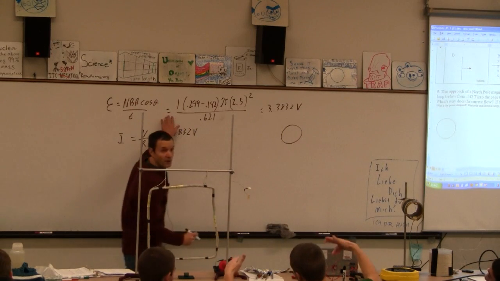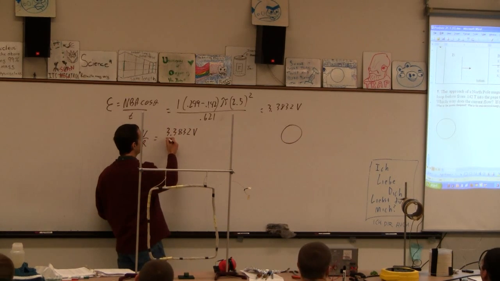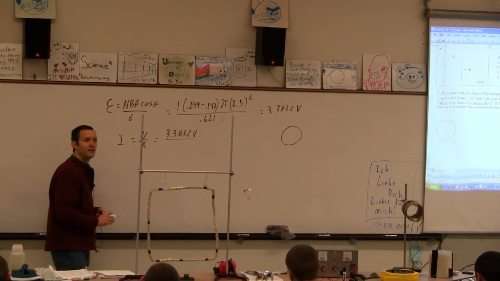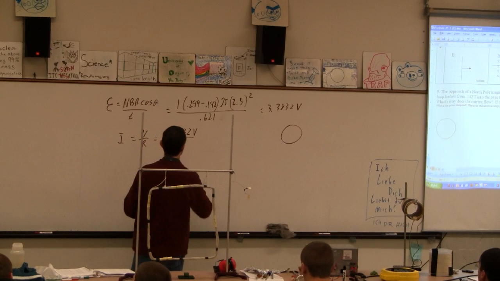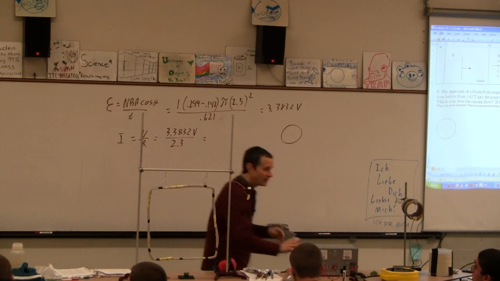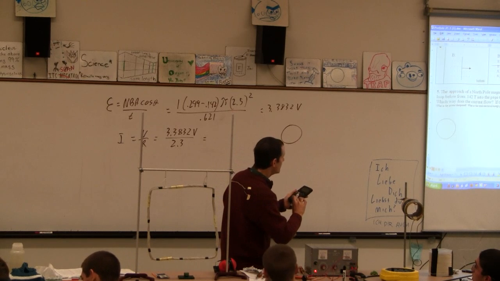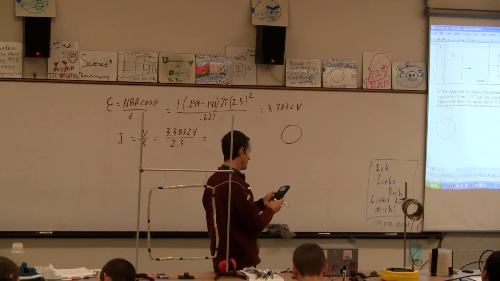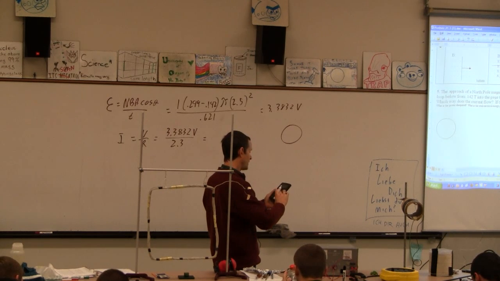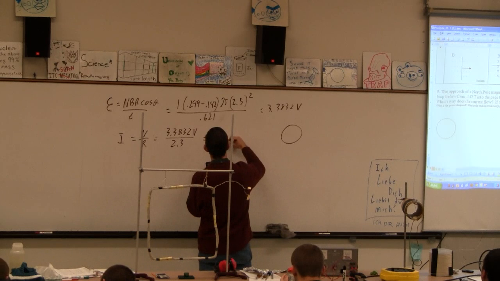Boys and girls, are we okay with the first calculation? The second one is find the current, right? And it doesn't say 2.3 ohms, right? So I'm going to take the value on my calculator and divide by 2.3. Okay, I have to actually say divided by 2.3. So I get 1.471 amps.